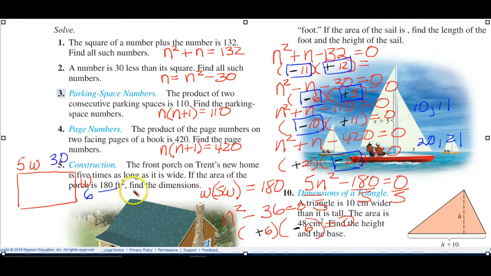So here they're going to find dimensions, so your numbers need to be positive. Book pages need to be positive. Parking spaces, positive. But in examples 1 and 2, you get 2 answers, one positive, one negative, and they both work as answers. Okay, we'll keep this a little short.